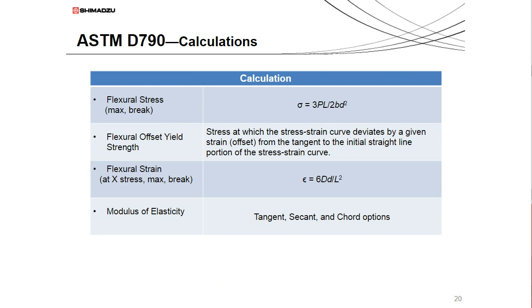Briefly, here are the calculations that are required by ASTM D790. They include flexural stress, flexural offset yield strength, which is where the stress strain curve deviates by a given strain from the tangent of the elastic modulus, or the initial straight portion of the stress strain curve, flexural strain, and modulus of elasticity. ASTM D790 provides 3 different provisions for how modulus of elasticity is calculated.